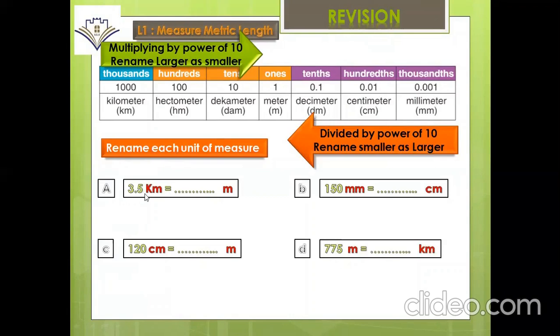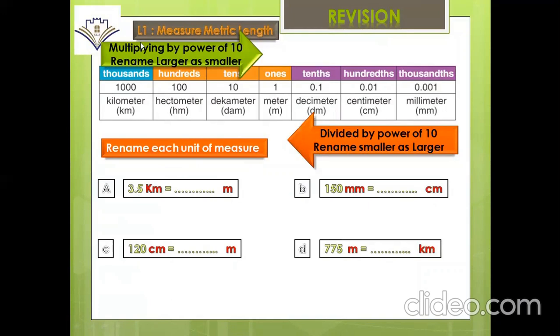Letter A, 3.5 kilometer equals dots meter. Now, do we rename from larger unit as smaller or from smaller unit as larger units? Kilometer and meter. Kilometer is more than meter. Then we need to rename larger as smaller. Then from kilometer, look at, where is the kilometer here? Yes, here is a kilometer.